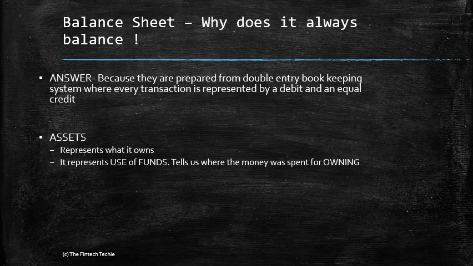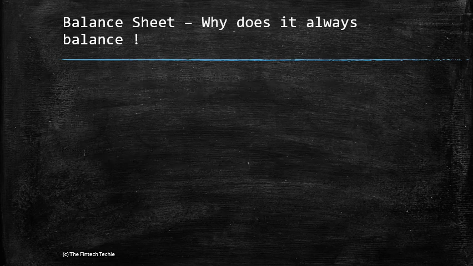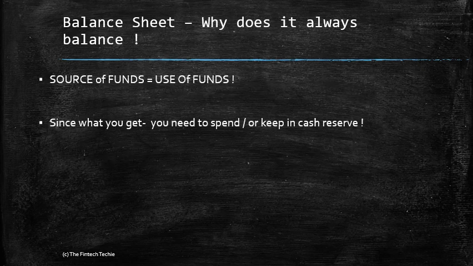Now, assets, apart from representing what it owns, it also represents the usage of funds. It tells us where the money was spent for owning that asset. Similarly, liabilities, apart from representing what it owes, it also represents the source of funds. It tells us where the money was obtained or borrowed. Since sources of funds are always equal to the usage of funds, the balance sheet will always balance. Since what you get, you need to spend or keep it in cash reserve.